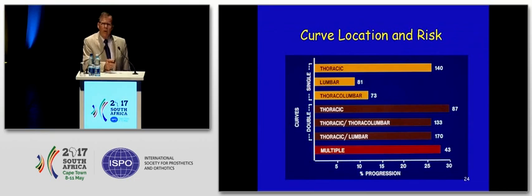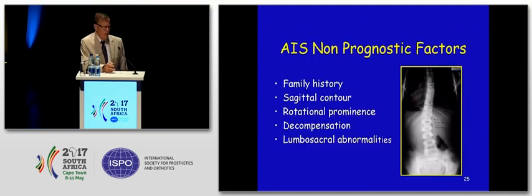The location of the curve in the spine tells something of the risk of progression. The lumbar curve and the double lumbar, thoracic and lumbar curve have a relatively low risk of progression. But again, these are based on population studies, not an individual.